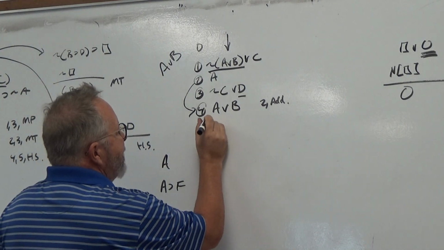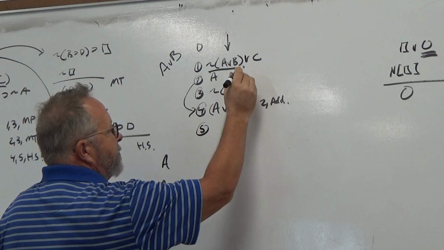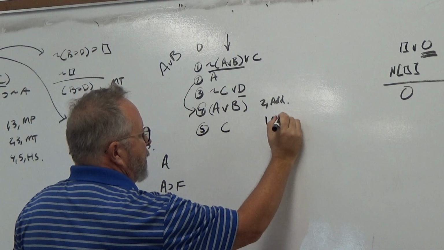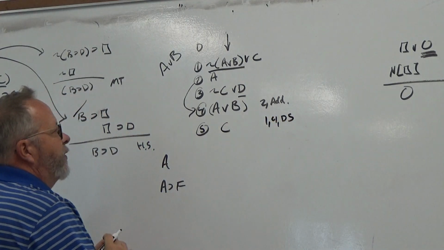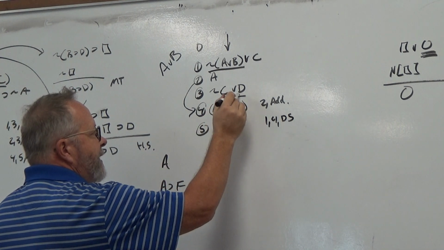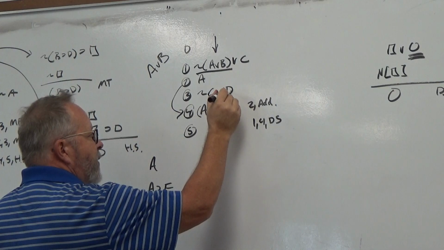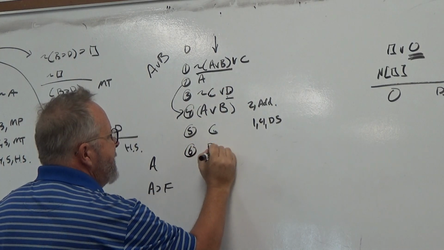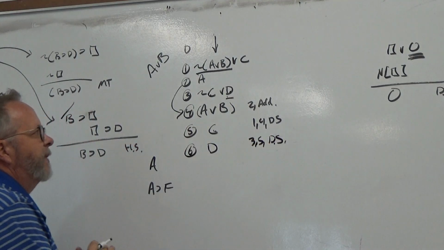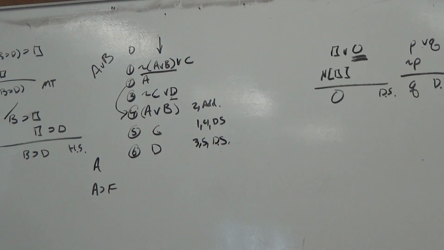All right, so now I have this. It's the opposite of that. So I can do disjunctive syllogism and get C from 1 and 4, disjunctive syllogism. Now I'm after D. The reason why I got C is so I could get D from line 3. This or that, I have the opposite of this, so I get that. D from 3 and 5, disjunctive syllogism. And I'm done. Okay? Any questions about that?